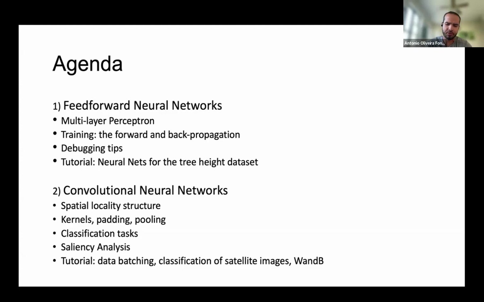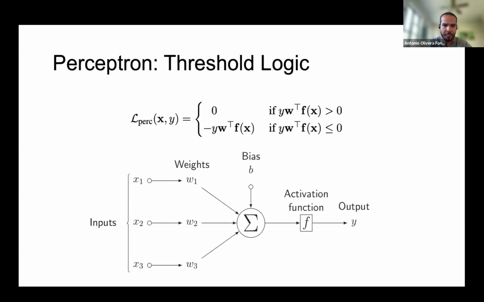Some debugging tips: you're going to learn that there is no silver bullet with respect to training neural networks, but there are some clear guidelines, and I'm going to share those with you guys, right? We're going to see neural nets for the tree height dataset, and then finally, we're going to get to CNNs. And hopefully, we get to at least half of it by the end of the lecture today, okay?